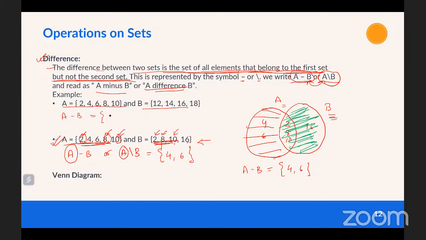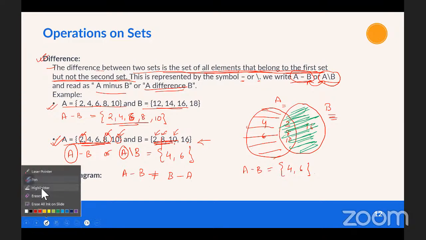So you will write the set A: 4, 8, 6, 2, 4, 8, 6, 8, and 10. And B doesn't contain any element of A. So this set will be the same as the set A in this case. Okay. Now, one thing to note here is A difference B is not the same as B difference A, or A minus B is not the same as B minus A. Let us see how this is the case.